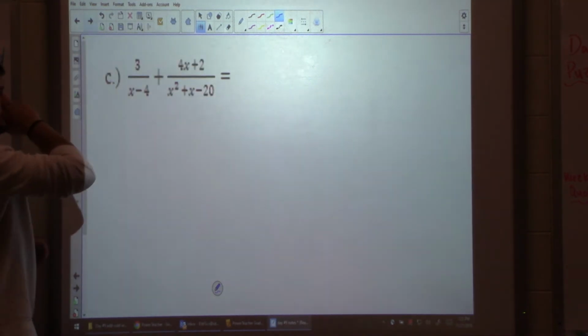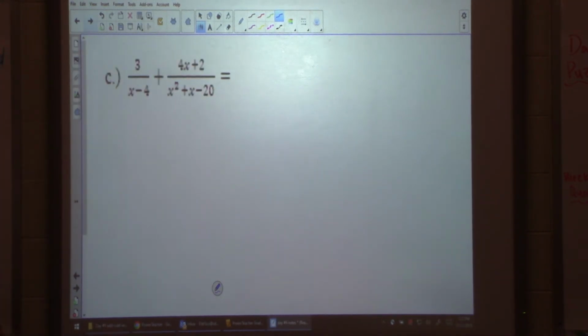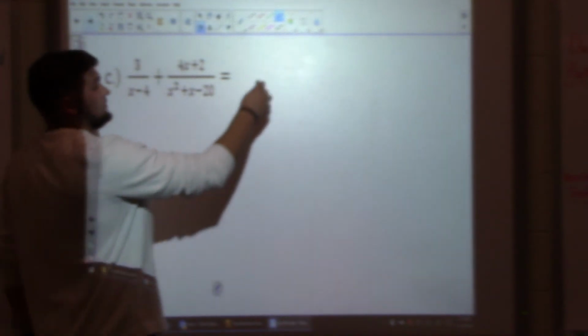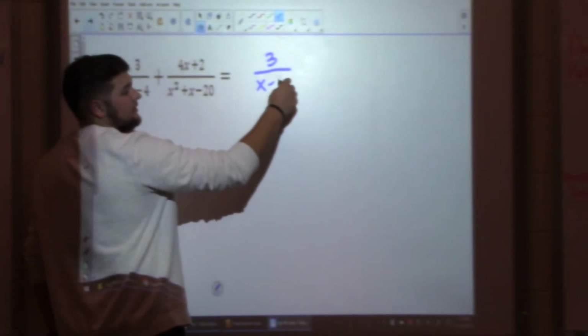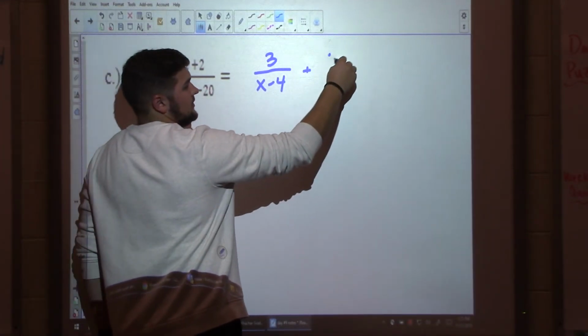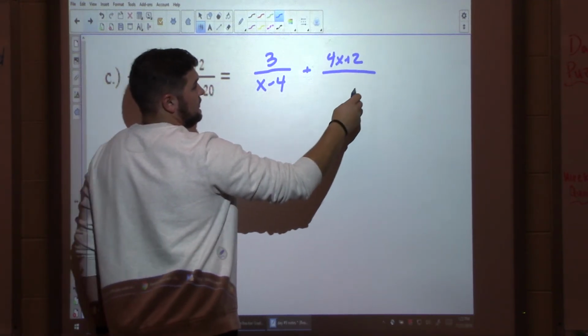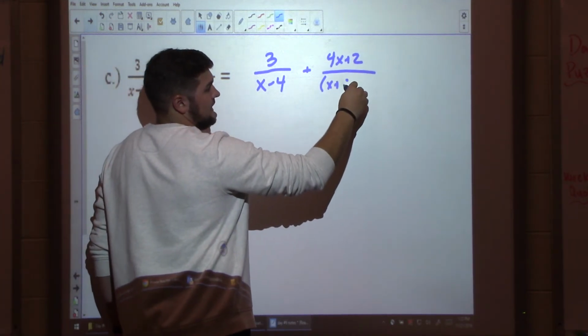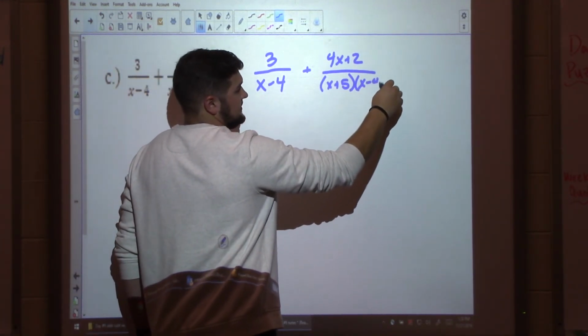Alright, let's try another. 3 over x minus 4 plus 4x plus 2 over x squared plus x minus 20. Alright, how many of us just think you should take x minus 4 and multiply it by x squared plus x minus 20? No. Right now, that's my idea. What do you think we should do though? Factor. Let's factor this second denominator so we can kind of take a look at it. 3 over x minus 4 plus 4x plus 2 over, multiplies to negative 20, adds to positive 1. I get x plus 5, x minus 4.